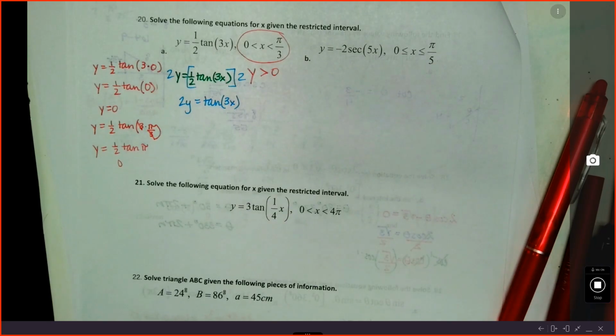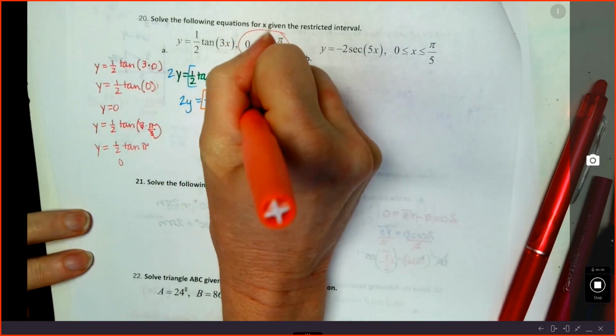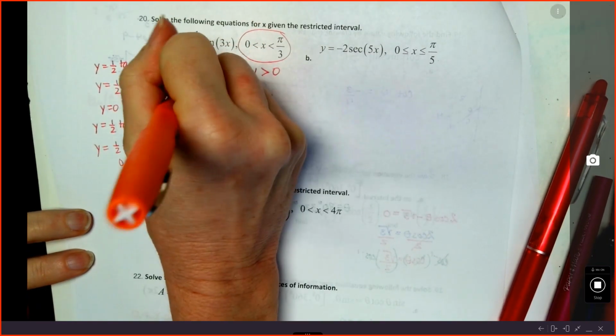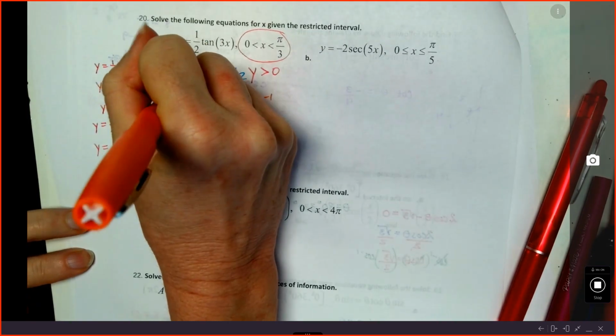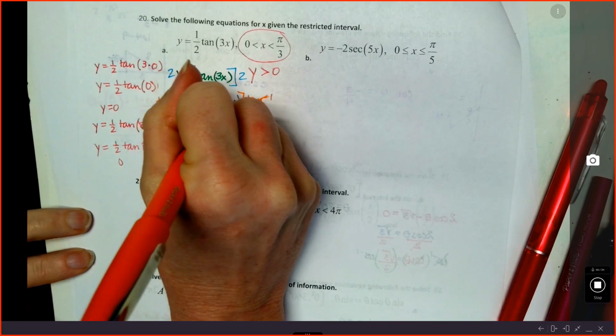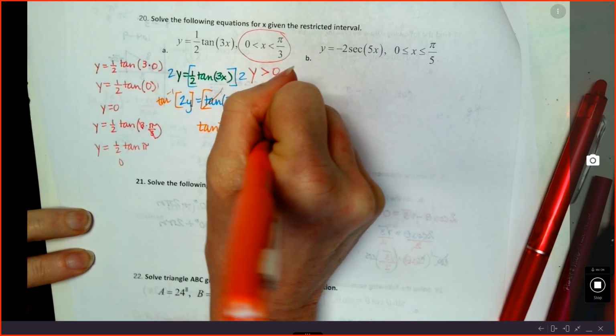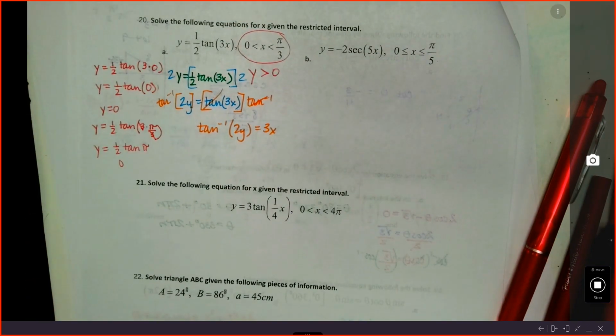Take away 3? I can't. It's stuck. Then arctan. And then now divide that all by 3. So you get x. Yep. So I have arctangent of 2y. Do we plug in the 0 for y? Nope, you don't have to do anything. That's it. Oh, that's the whole thing.